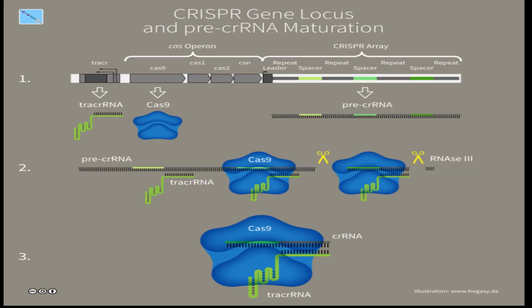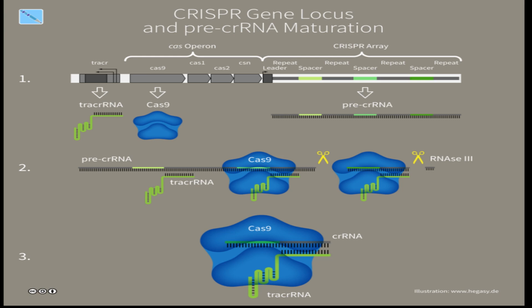Here's what happens in the CRISPR genetic locus, which is responsible for protecting bacteria from viruses. The CRISPR locus is made up of a few different things, including a Cas operon, a CRISPR array, and genes for transactivating crRNA. RNA molecules called tracrRNA, Cas9 RNA, and pre-crRNA are all transcribed from this locus. TracrRNA folds into a complex shape with 3 loops, and Cas9 RNA gets turned into protein.